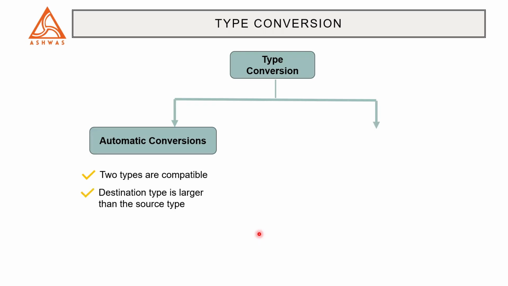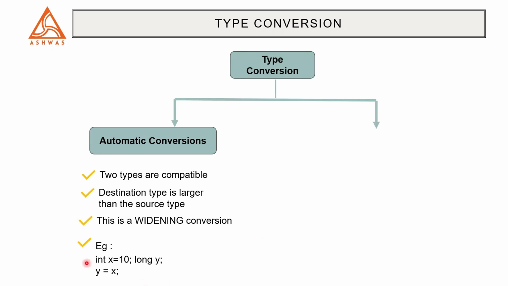The destination type is larger than the source type. This is the second requirement of automatic conversion. So if I'm converting one value from X type into Y type, Y has to be larger so that it can easily accommodate X type, and there will be an automatic or implicit conversion. And because the final data type is the larger one, we say this is a widening conversion.